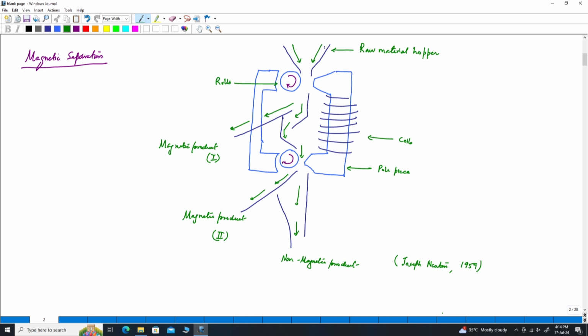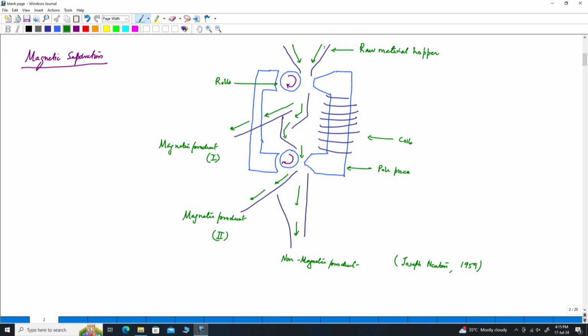So we know that this is a very simple diagram that describes how a magnetic separator really works. We have the raw material coming in, we have different rolls into which this raw material is coming, and then along with these rolls and the magnetic field that is around them, different fractions of materials are separated based on how they are behaving towards the incoming magnetic field.